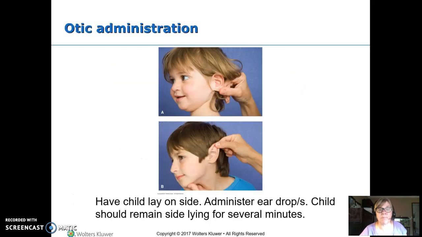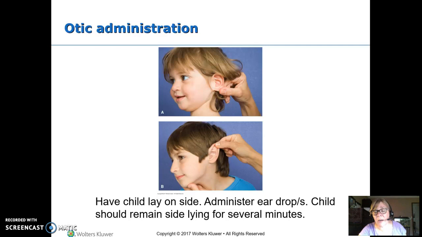When you're giving an ear drop, this shows you which way of pulling the ear, but the really important thing is we want the kid laying on their side with the affected ear we're using up, because we want the drops to stay in that ear. When they get up, it's going to just run out. So do something that'll give them an iPad, a phone, something to look at while they're laying there.